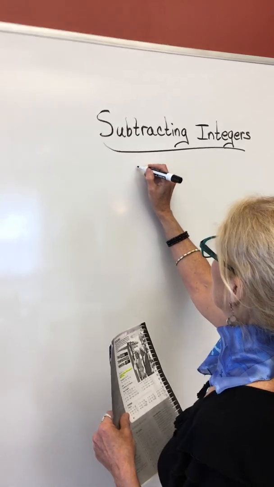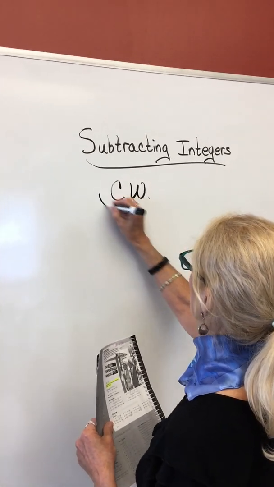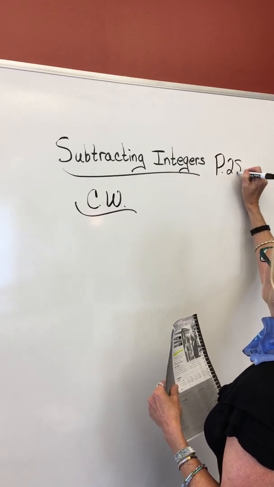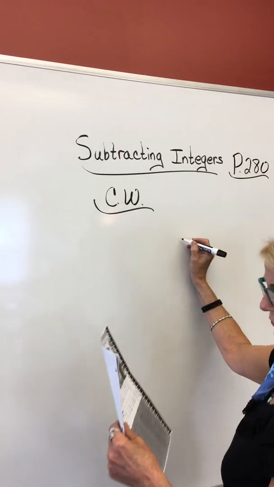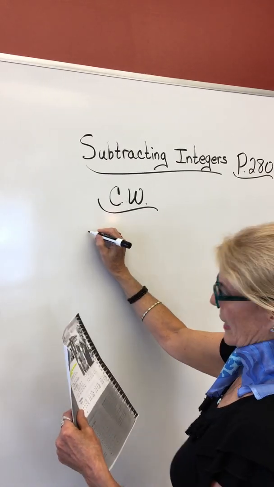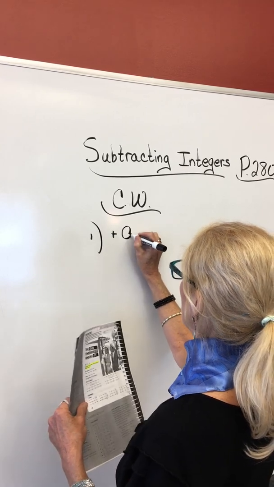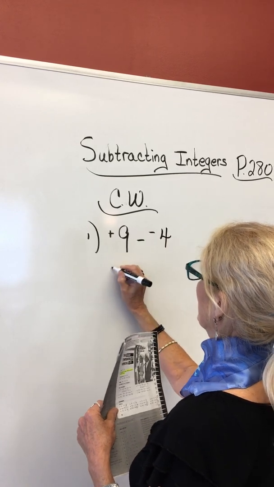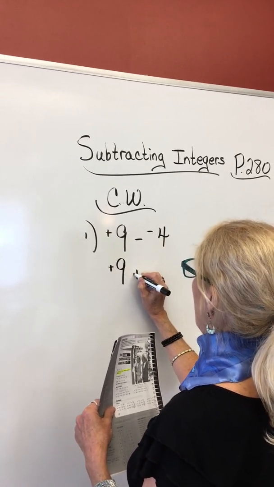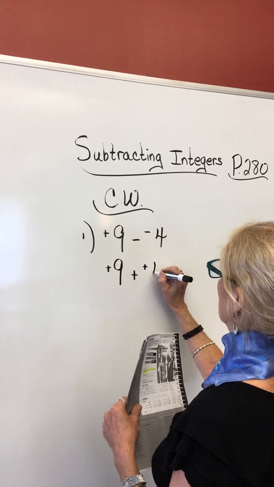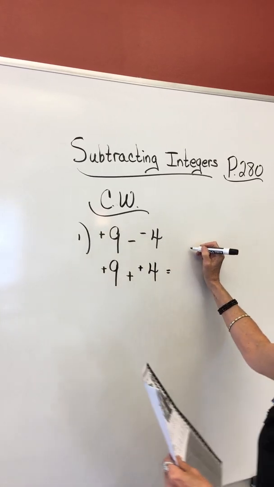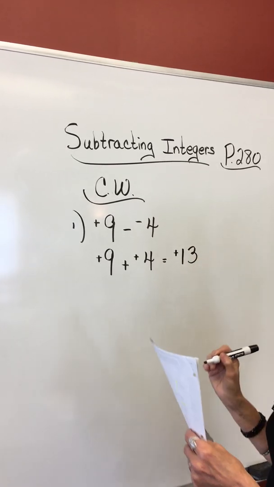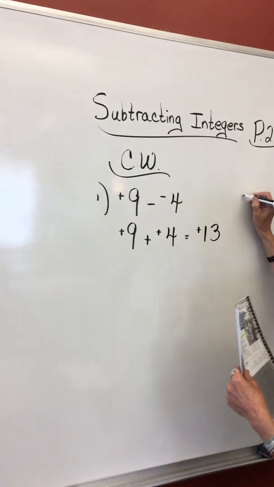All right, so let's do some of this classwork here. On the bottom, I'm on page 280. I forgot to mention that in the silver book if you want to follow along, okay? We'll do some classwork here. So we have a positive 9 minus a negative 4, okay? So we're going to take the positive 9, we're going to add the opposite, or the additive inverse. So it's 9 plus a positive 4, our answer turns out to be positive 13 on that one, right?